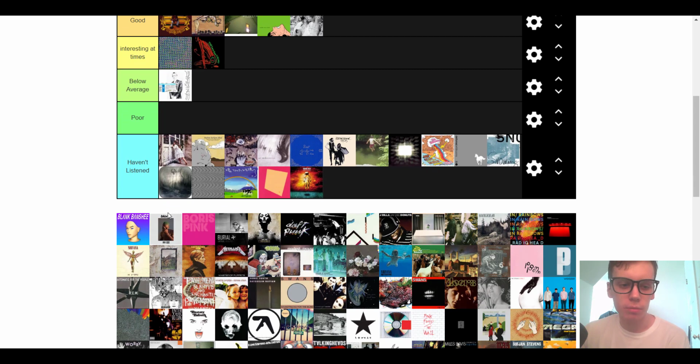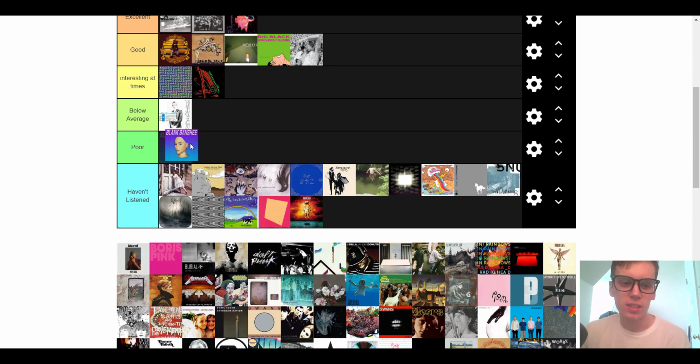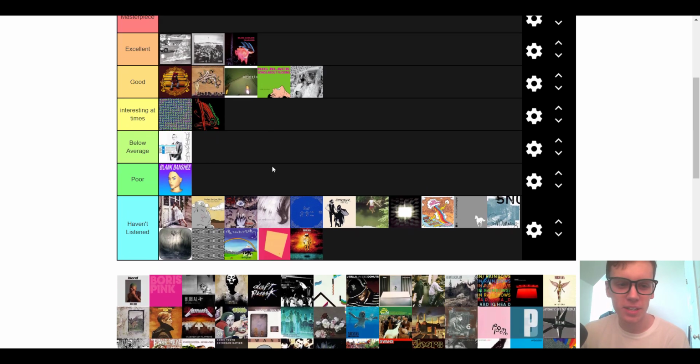Anyways, moving down, we have Blank Banshee, and this one really just does not hit with me at all. I might just stick this one as poor just to have one poor, just to balance out the list a little bit here.